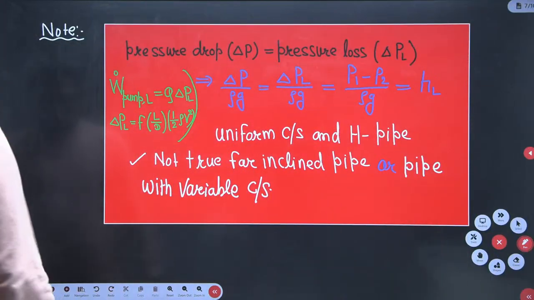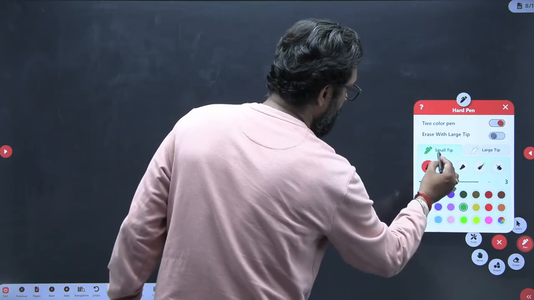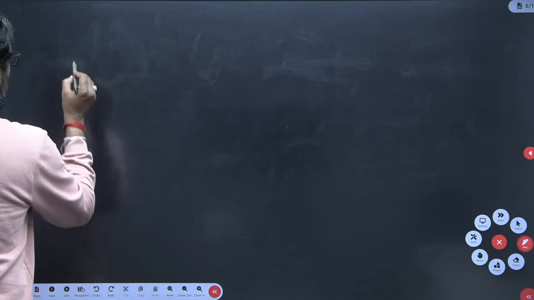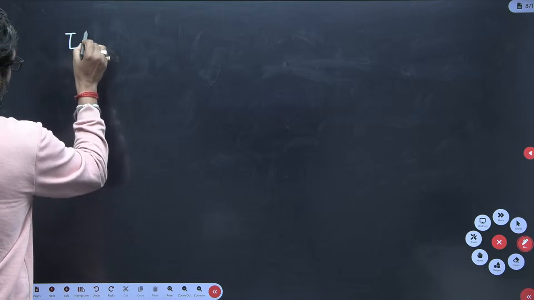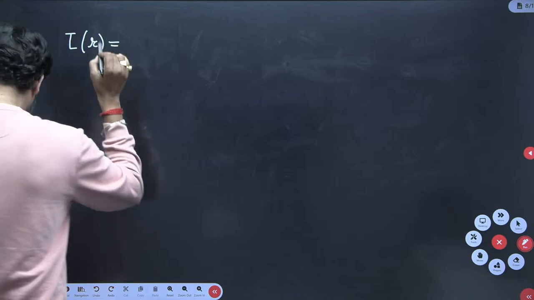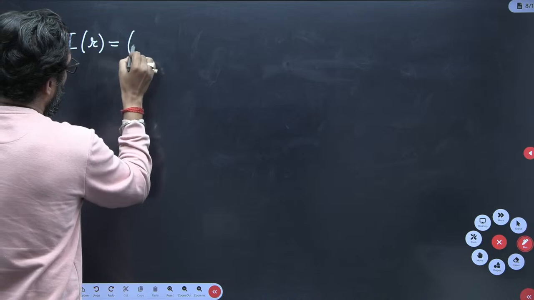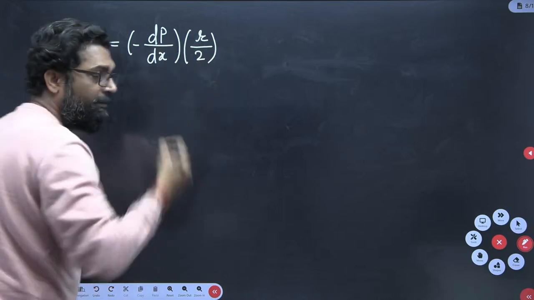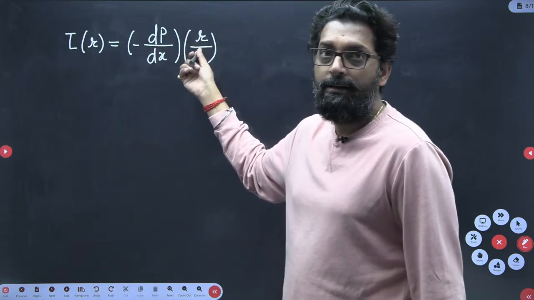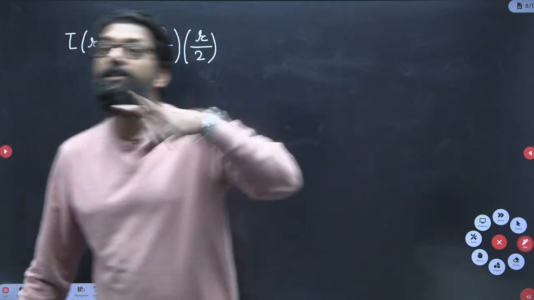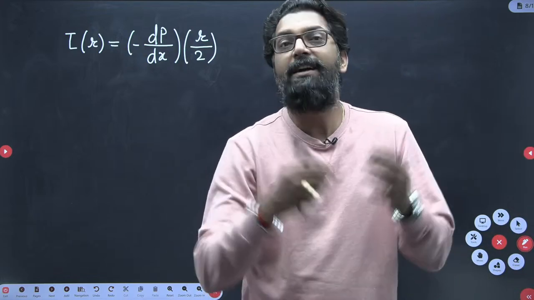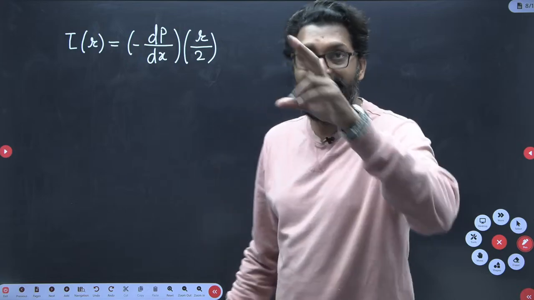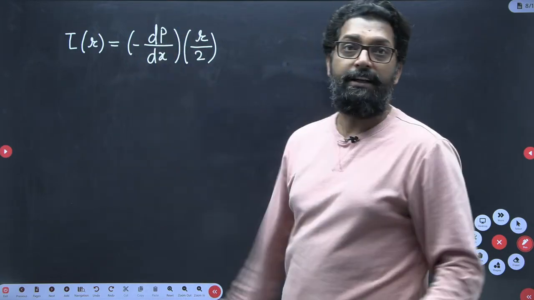Okay. Now, what is the shear stress then? We know that at any location R, shear stress is equal to minus dP by dx into R by 2. We already derived it. Why? Because the shear stress is balanced by the pressure gradient, always remember. So that the flow is fully developed, that means the flow is not accelerating, momentum is zero. So this is the consequence of the fully developed. Someone asks you, what is the consequence of the fully developed? You can say that, okay sir, the shear stress is balanced by the pressure gradient.